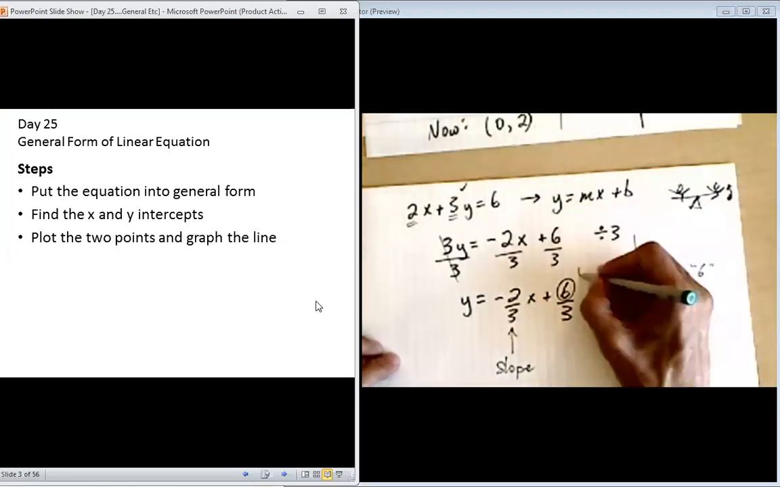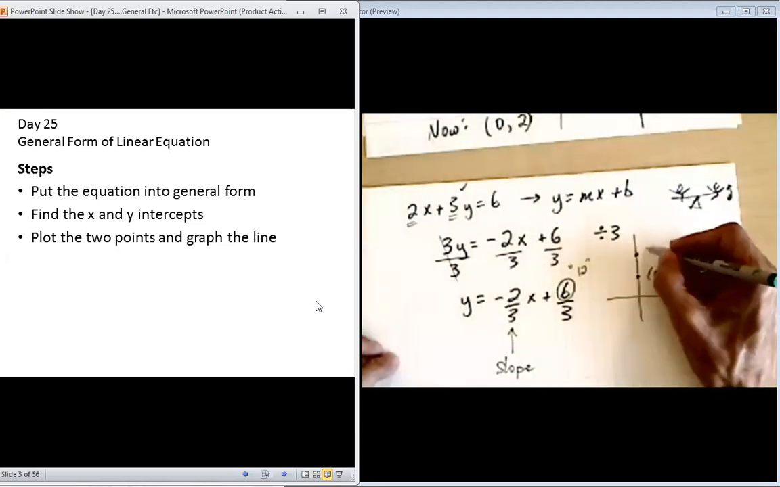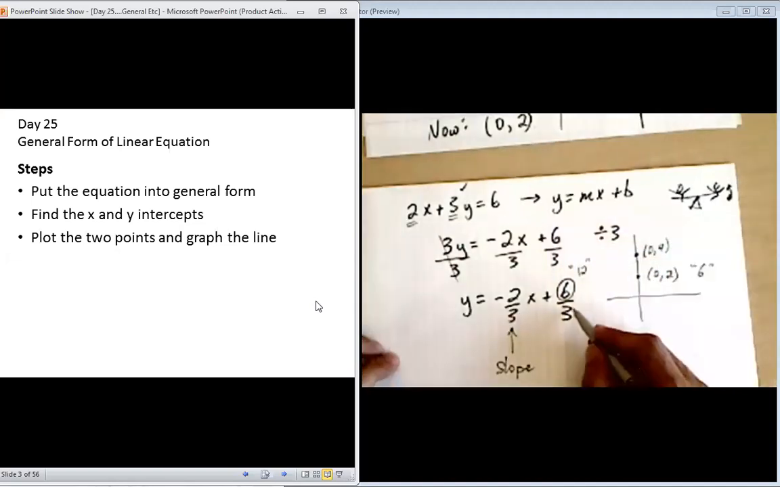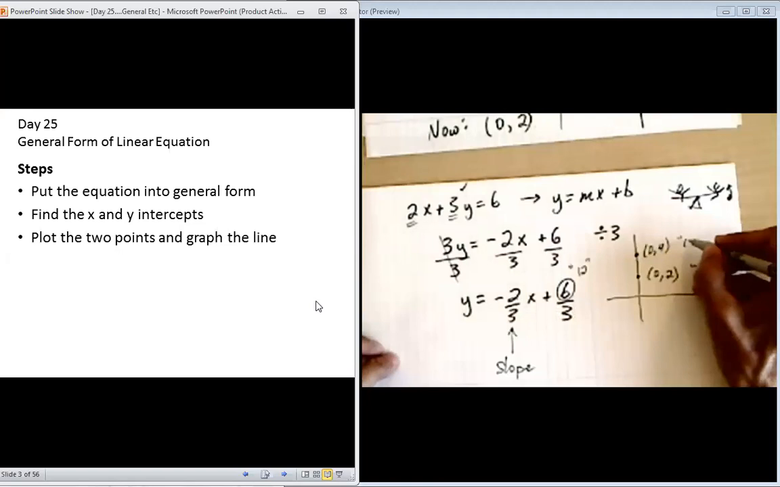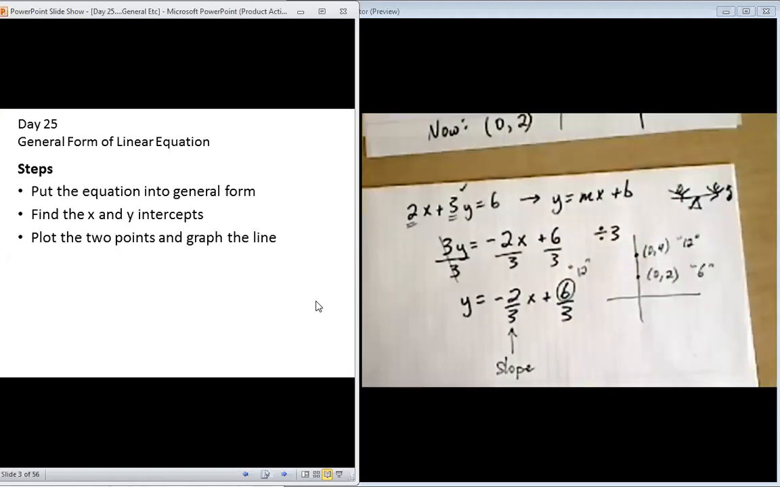If this is a 12, just pretending, 12 divided by 3 is 4, you see? And so now we have a different y-intercept. When C changes, the y-intercept changes. So that's kind of what it does. Nothing direct, but kind of.